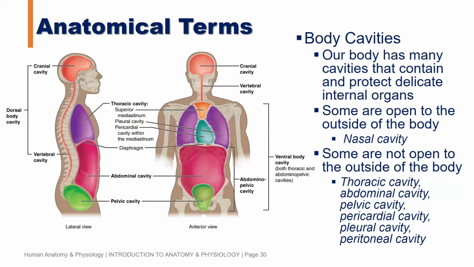Then we have our body cavities. Our bodies have many cavities that contain and protect delicate internal organs. Some are open to the outside of the body, just like your nasal cavity in the photo, and some are not open to the outside of the body. In our photo, down here we have our thoracic cavity, abdominal cavity, pelvic cavity, pericardial cavity, pleural cavity, and another example is your peritoneal cavity.